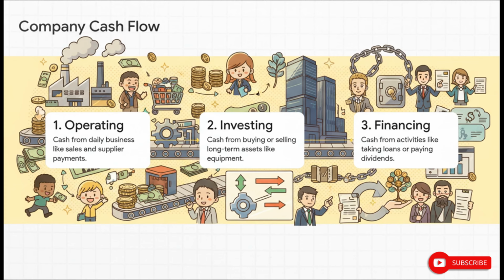First up is operating cash flow. This is just the cash that comes from the main day-to-day business. For us, that's selling lemonade and buying lemons. Simple. Second is investing cash flow. You guessed it, this is where buying that shiny new juicer would show up. It's money spent on big things that are meant to help the business grow.